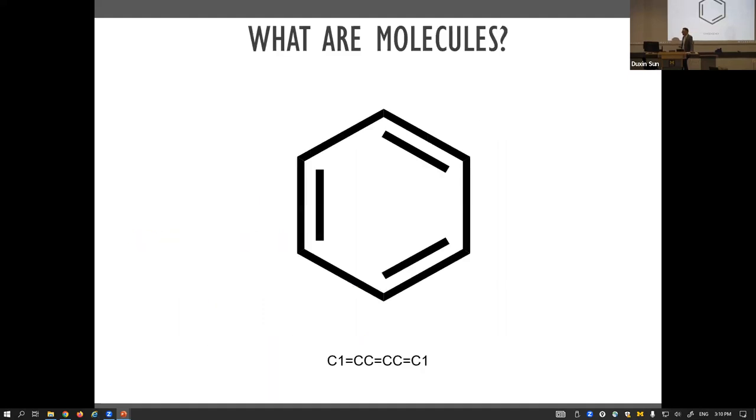So here's a molecule, right? This is a line representation of the molecule benzene. And so we can talk about this as being described as a hexagon. It has 6 carbon atoms that are arranged in this way. And down on the bottom is what's known as a SMILES string. This is a text representation that computers can understand of this chemical structure.